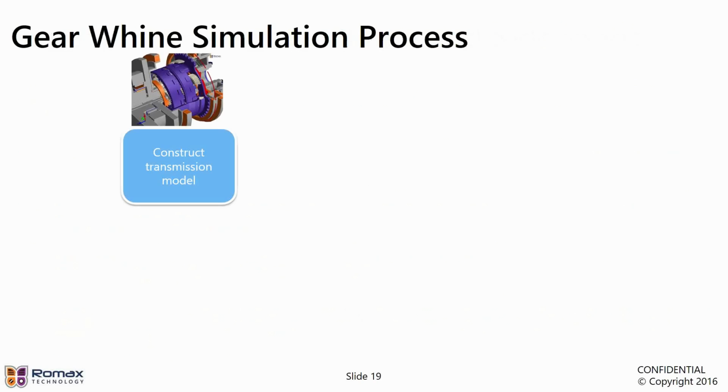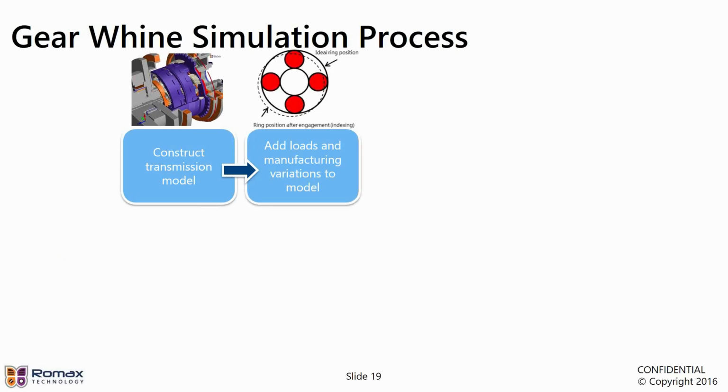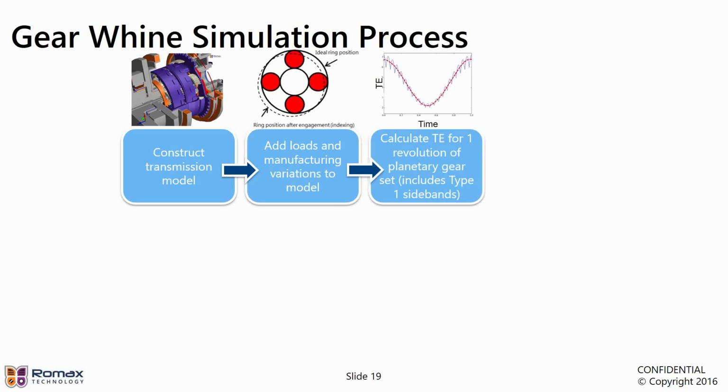So this is the process for doing this simulation. You build your transmission model in Romax Designer. You then, and this is really critical, need to add in the loads and the manufacturing variations that are causing these imperfections in the system. They don't naturally occur in the nominal system. We have to actually put them in. And you'll see exactly why this is very important when we see the case study. You need to tell the model there is an error in this component, there is an offset in this component, there is a run out in this component, and make sure those are in the model for it to be able to generate those type 1 sidebands.